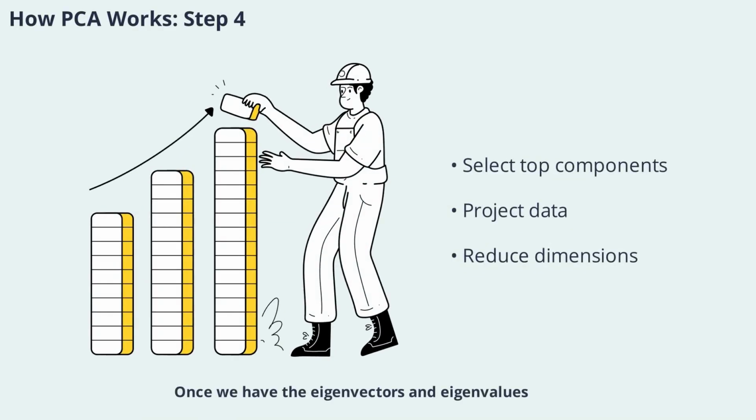Once we have the eigenvectors and eigenvalues, we select the top principal components. These are the directions that capture the most variance in the data. By projecting the original data onto these components, we reduce the number of dimensions while retaining most of the information. This step is crucial for simplifying complex datasets.